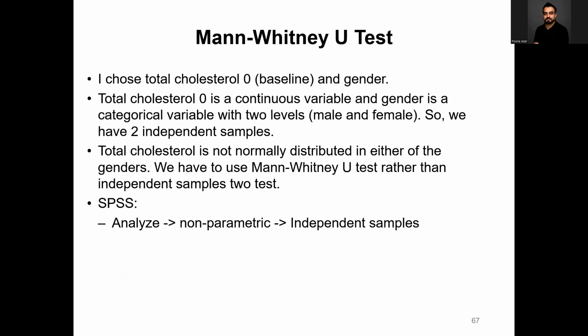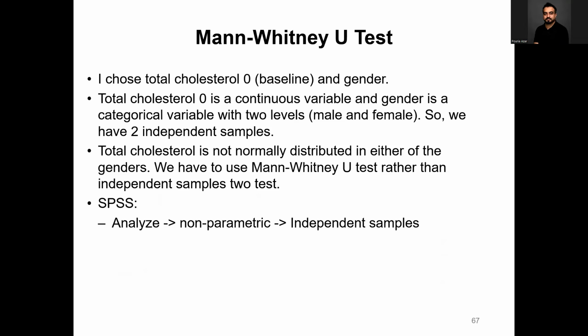So for example, I chose total cholesterol 0, which is baseline, and gender. So I would conduct the Mann-Whitney U-test since I have two independent groups of scores for total cholesterol. Total cholesterol is a continuous variable and gender is a categorical variable with two levels, male and female. So we have two independent samples. Total cholesterol is not normally distributed in either of the genders. I assume this. So we have to use the Mann-Whitney U-test rather than the independent samples t-test.